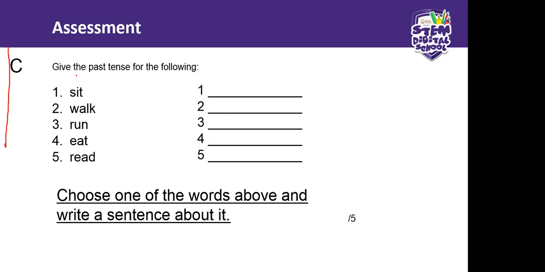Okay. Now I want you to give me the past tense, the yesterday words for these ones. Number 1 is to sit. Sit is in the present tense. So change sit and write it into the past tense for me here. Okay. So I want the past tense for sit.